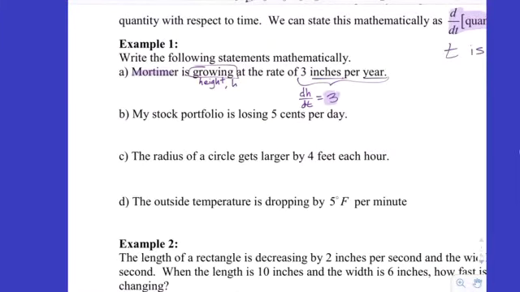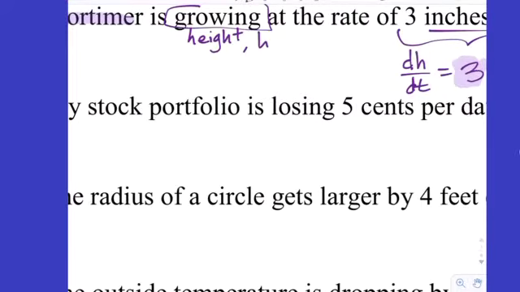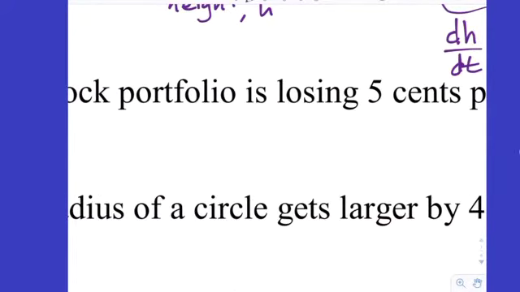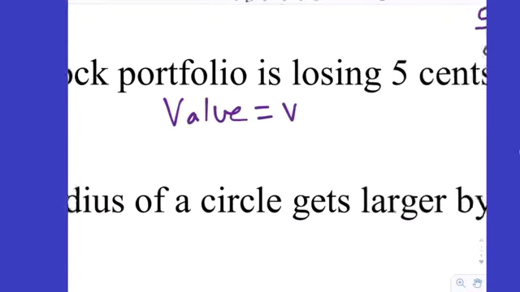Okay, part B. My stock portfolio is losing 5 cents each and every day. Yikes. Okay, I'm going to go broke here after 20 days. I only had $1 in there. All right, let's see. So what's actually changing here? The number of stocks I have, or the value of the stocks? The value, yeah. So you can make up your own variables, similar to what it was in optimization. You get to introduce your own variables. So I'll use V for value, the value of my portfolio, okay?